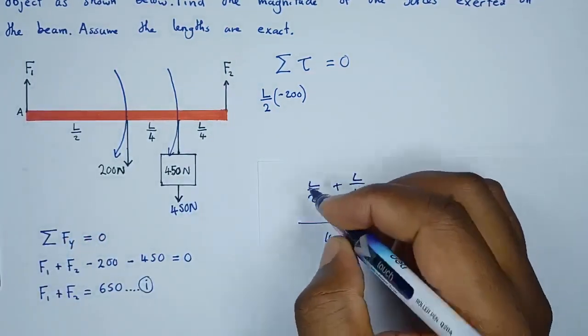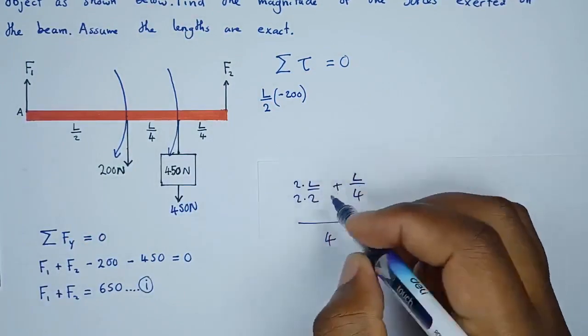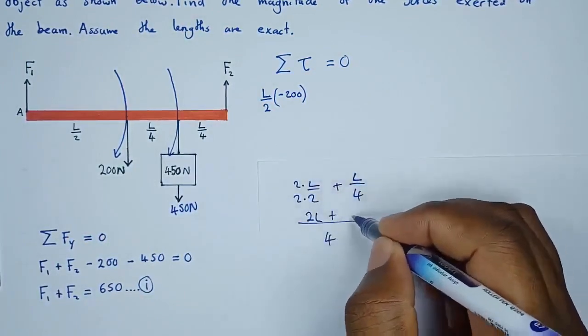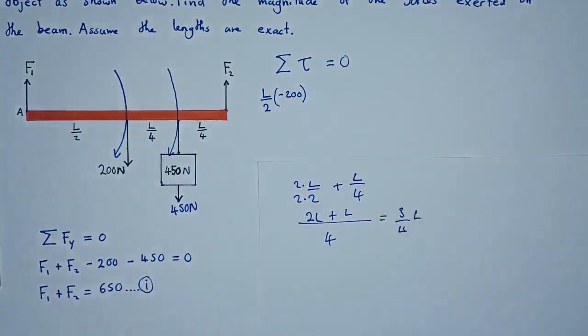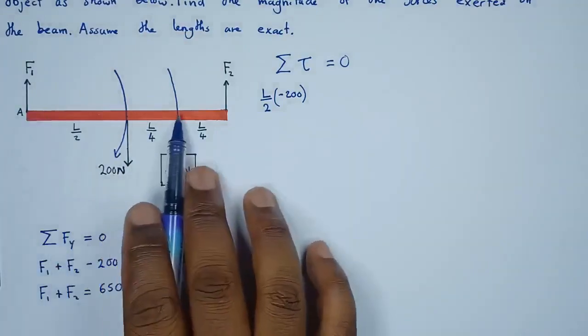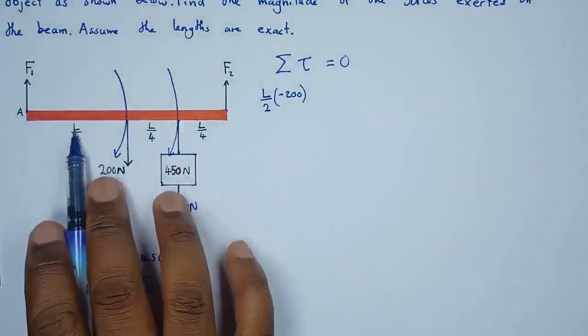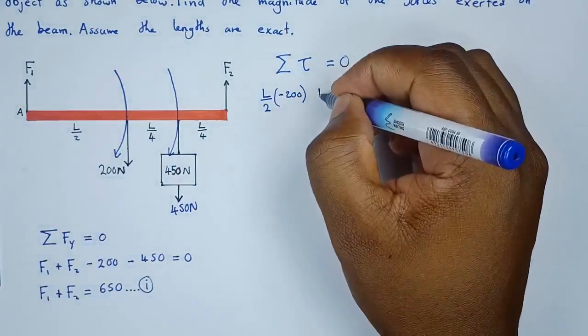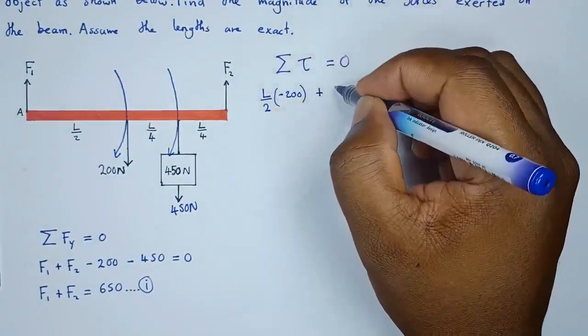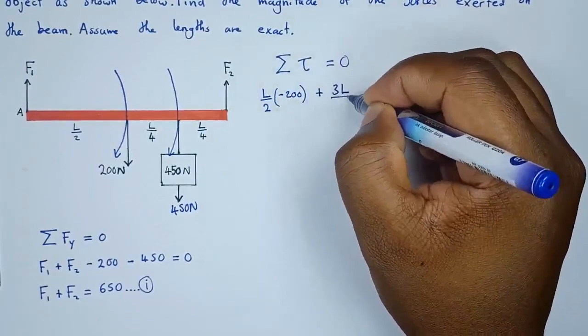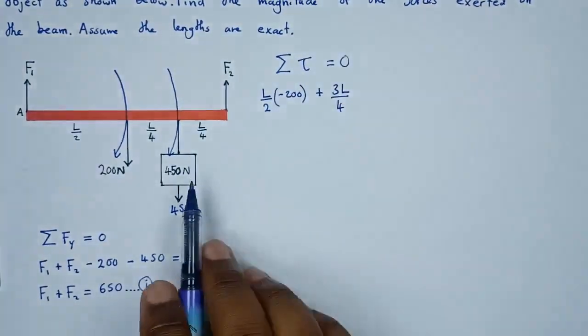Our LCM is 4, of course, and we put a 2 there, 2 there. So we get 2L plus L, which gives us 3 over 4 L, or 3L over 4. So the distance from this point to that point, we just add these two. Hence we get, remember we're summing the torques, 3L over 4 times the force.